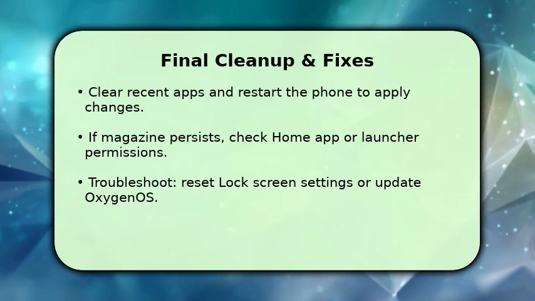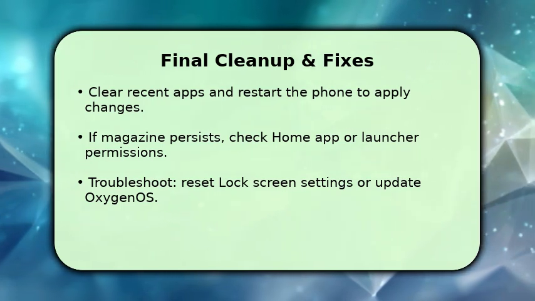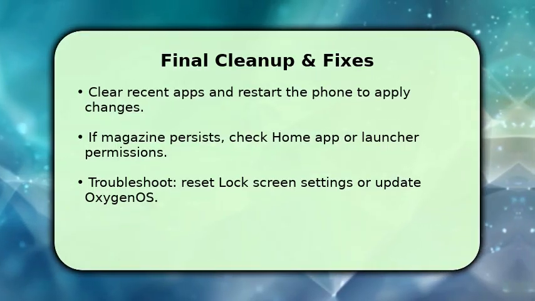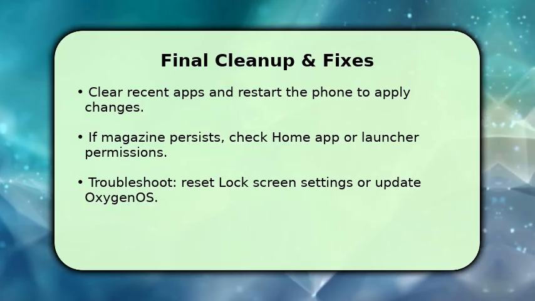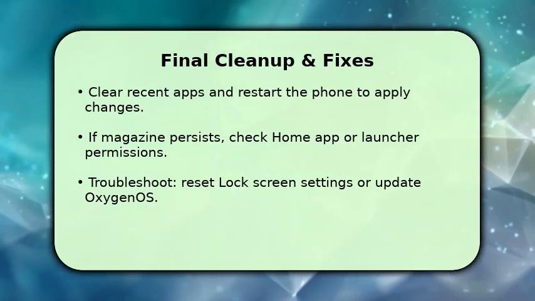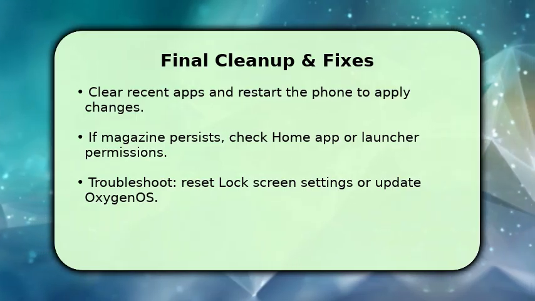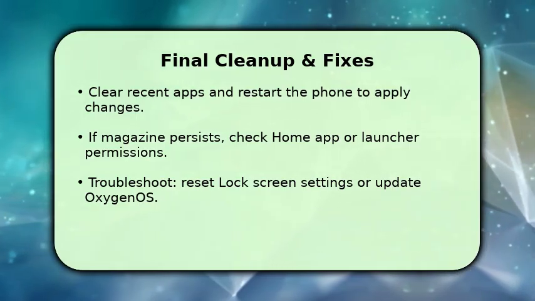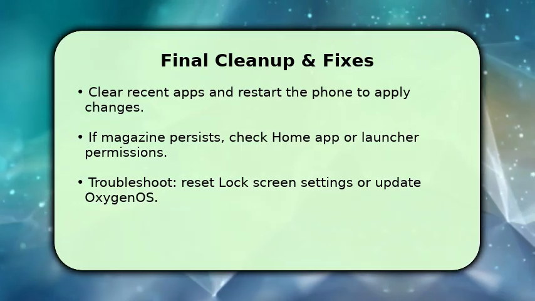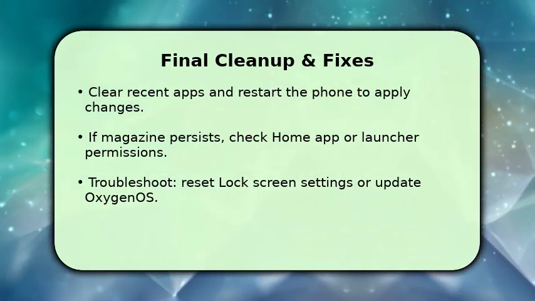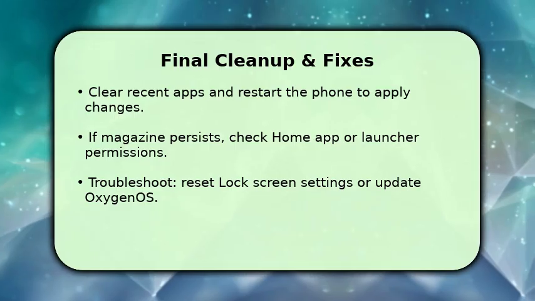If you still see content, inspect the Home app or launcher permissions and disable any lock screen overlays or widgets. As a last resort, reset lock screen settings or install the latest Oxygen OS update. System bugs sometimes re-enable features. If nothing helps, back up settings and perform a settings reset. That usually clears persistent magazine content and restores expected lock screen behavior.